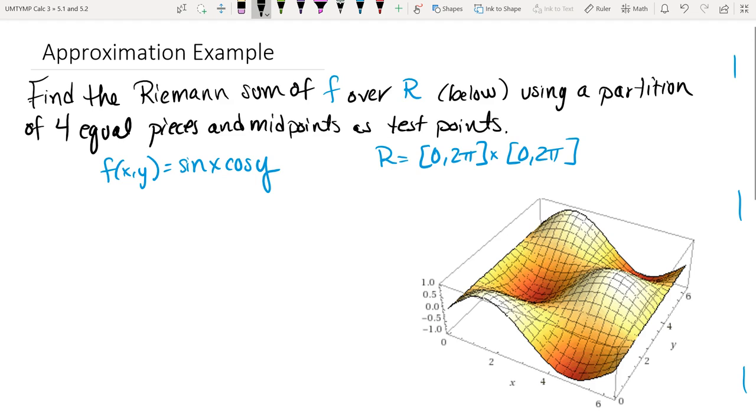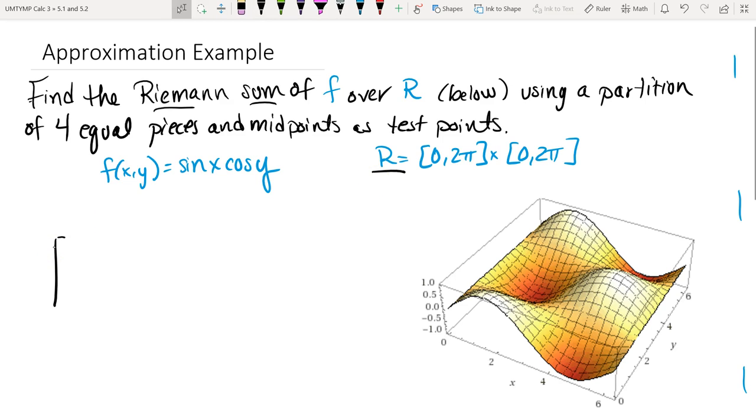To begin this, I kind of need to visualize where I'm going to go. So I know I need to produce a Riemann sum, right? So in the last video we said it's going to be the height of the function at our certain test point, so that's going to be our midpoint, and then we also need to figure out the area of that face of that prism. So that's going to be useful for us too. How I begin this is I draw a little sketch of the region.